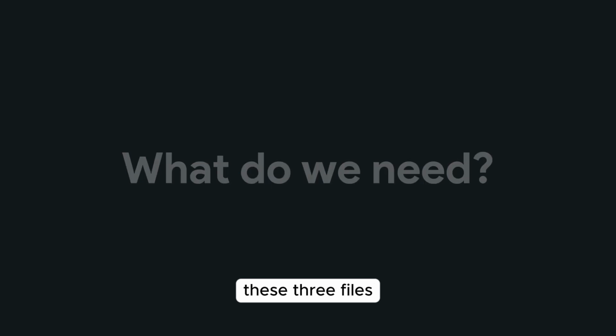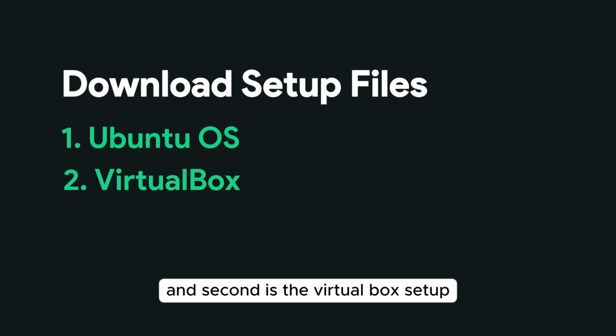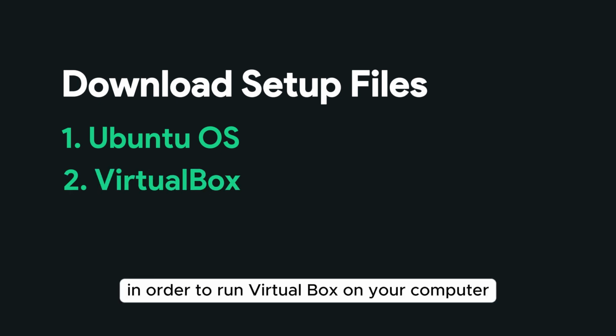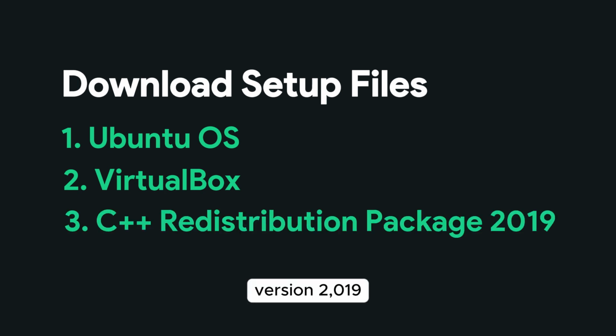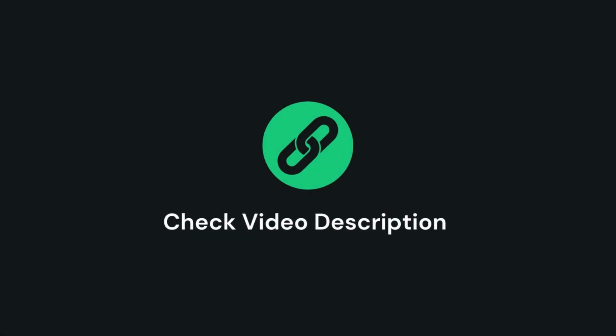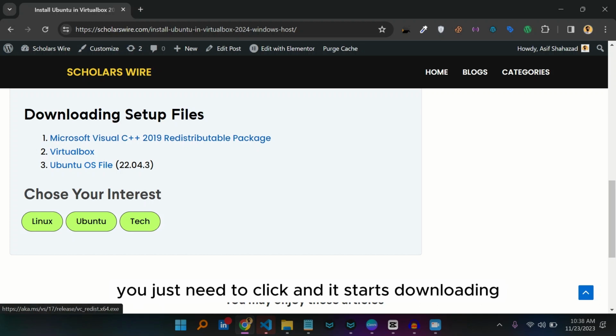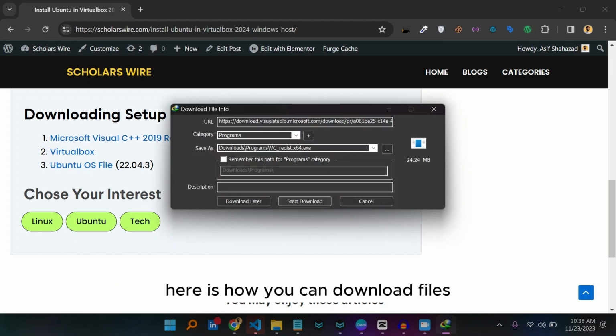First, we need three files. These three files are the OS image of Ubuntu, the VirtualBox setup, and, in order to run VirtualBox on your computer, you need to install the redistribution package version 2019. Don't worry about where you find these files. I'm giving you a quick link to all of them. You just need to click and it starts downloading from the official websites. Here is how you can download the files.